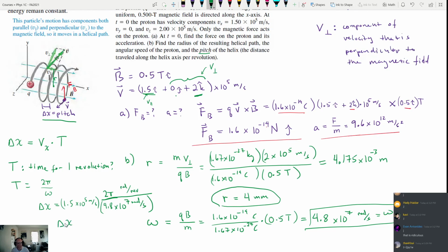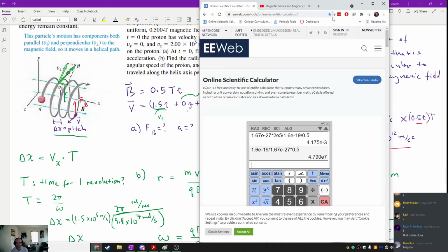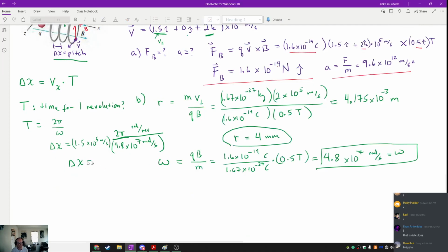And plugging everything in together here, we have 2 times pi times 1.5 E5 divided by 4.8 E7. I guess we could use the number that's above there. That's fine. So we get about 0.2. So it's, what is that, 0.2 millimeters or about 2 centimeters? I'm just going to write that the answer is 2 centimeters. So you get that delta x is about 2 centimeters.